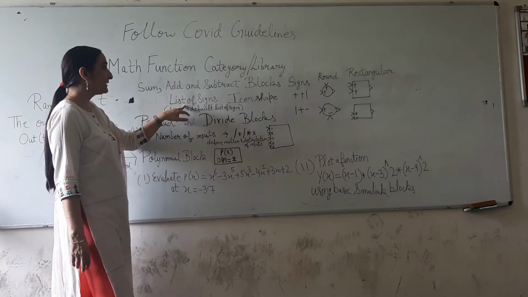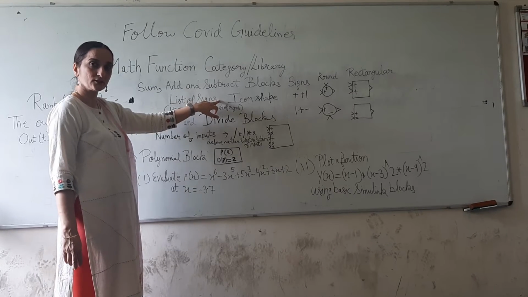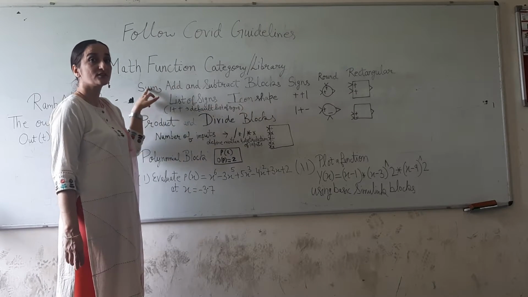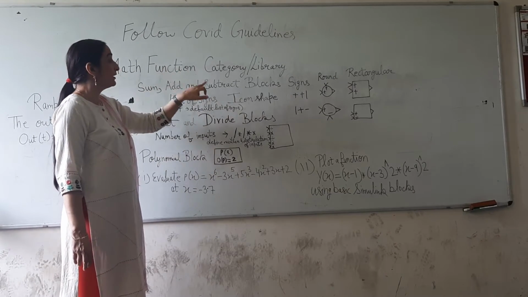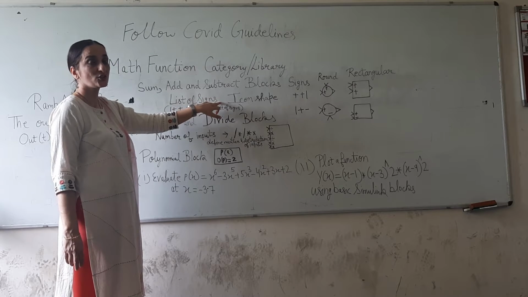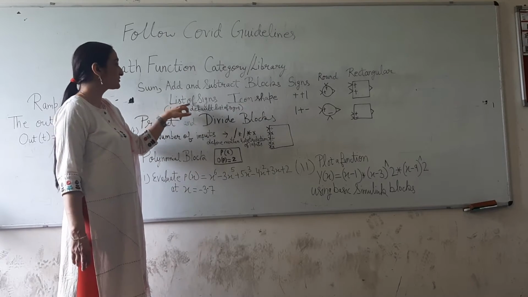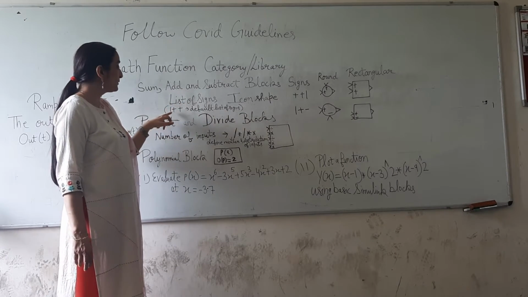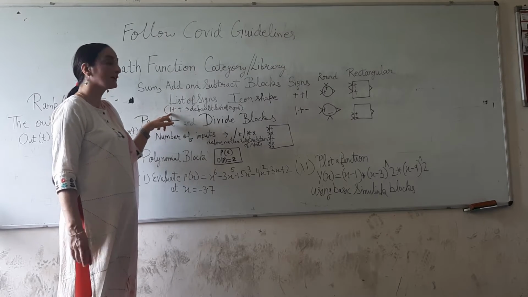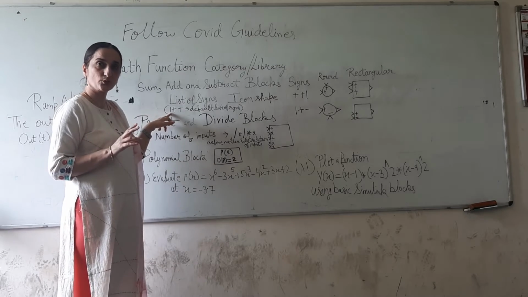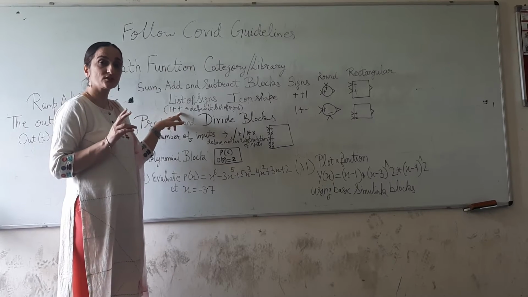So, in the list of signs field box which is present in the sum block parameters dialog window, we can insert a list of positive and negative signs. By default, in the list of signs parameter, you will see a vertical bar, then plus plus. This bar is used to denote the space. It is used for spacing. Plus plus, there are two plus, it denotes the number of inputs.